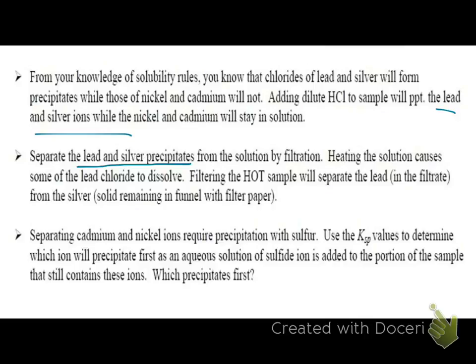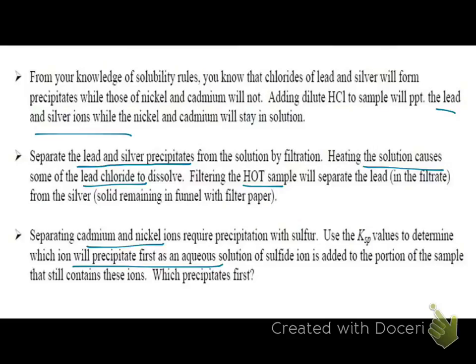And then if we were to heat the solution, that would cause some of the lead chloride to dissolve. Filtering the hot sample will separate the lead from the silver, and the solid would remain in the filter paper. In order to separate cadmium and nickel, we would precipitate with sulfur, and then we could use our KSP values to determine which ion will separate first, and that's what we're going to do. Now, on an AP exam, they might not be this complicated, but this is something you need to understand and know how to do.